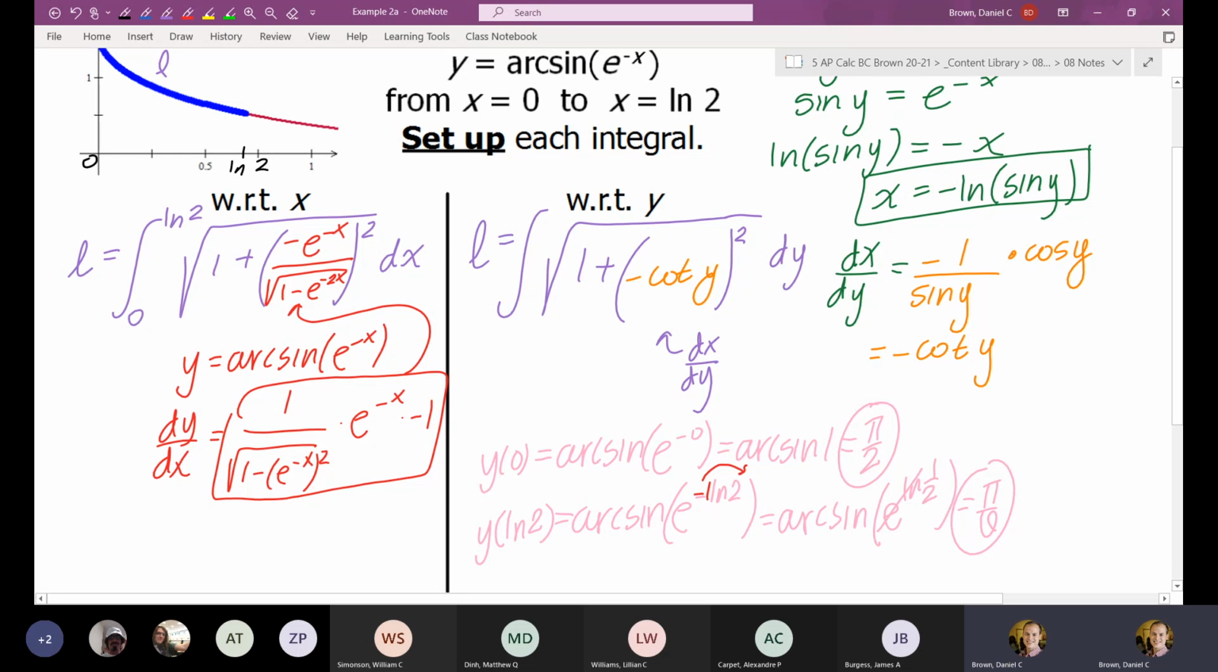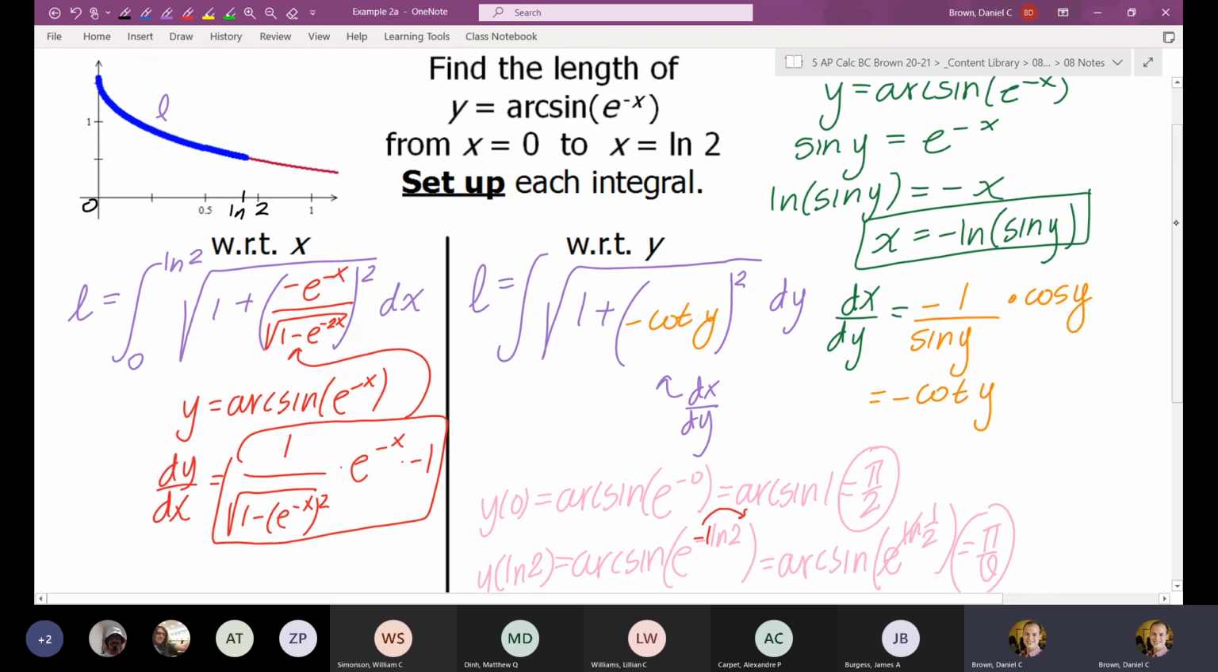So those are the two y values, and again, if I put this back on the graph, basically what this represents is when x is 0, the y value is pi over 2. When x is the natural log of 2, y is pi over 6. So then on my integral sign, where those go, always go from the lower one to the higher one. So we're going to be integrating this from pi over 6 to pi over 2.